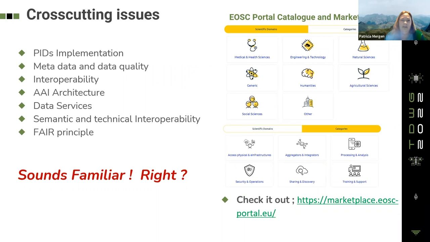So as you can see, there are many cross-cutting issues and terms, for example for implementing the minimum viable EOSC: persistent identifiers, metadata, data quality, interoperable data services, standards, semantic and technical interoperability, and of course the FAIR principles. If you look at the EOSC portal catalog and marketplace, you see that they are divided either into different scientific disciplines or into different categories, be it infrastructures or aggregators or federations, etc. And the idea is to expand this. And I provided the links here so that you can look further into it.